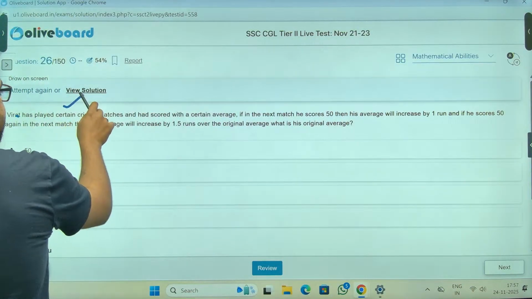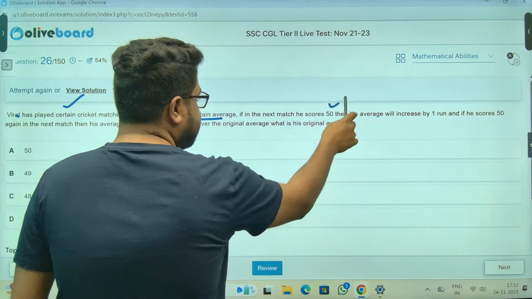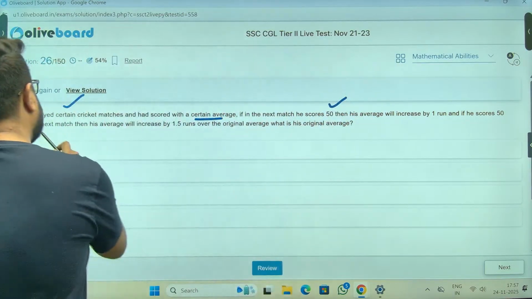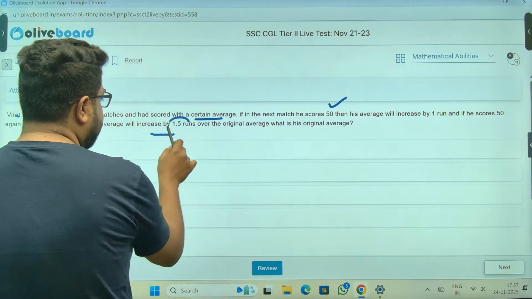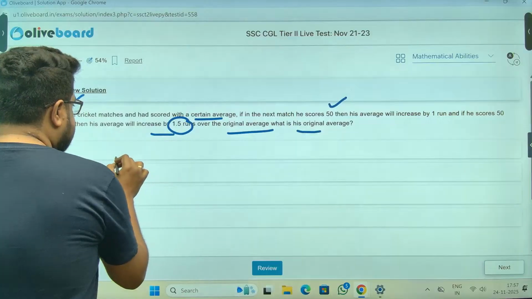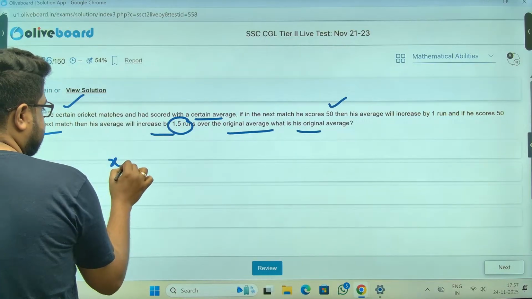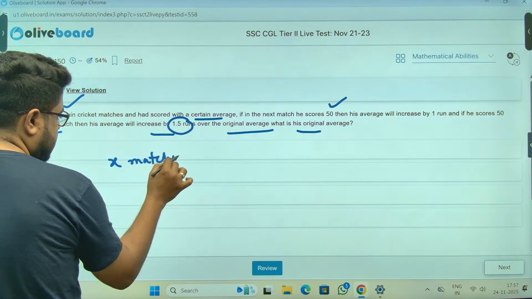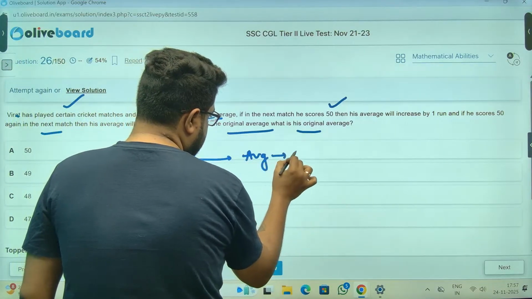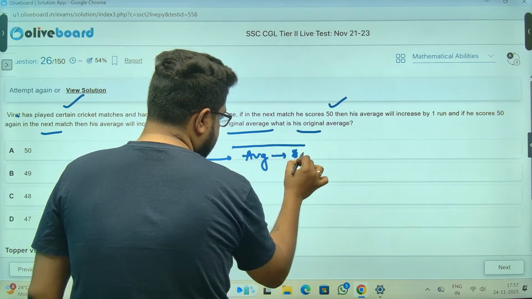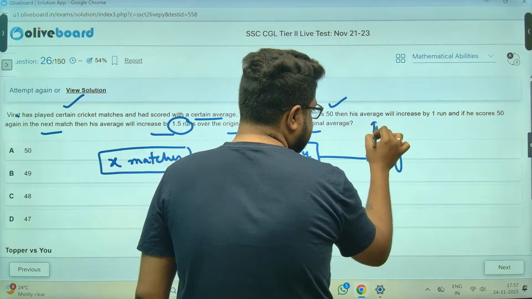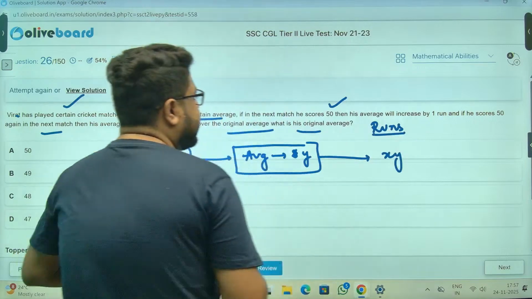Virat has played certain matches, certain average. Next match, 50. His average will increase by 1. If he scores 50 again in the next match, his average will increase by 1.5 runs than the original average. Sir, let's take he had played X matches. His original average was Y. So total runs, X into Y, sir. This is runs.